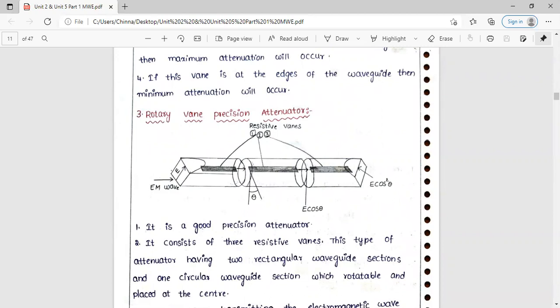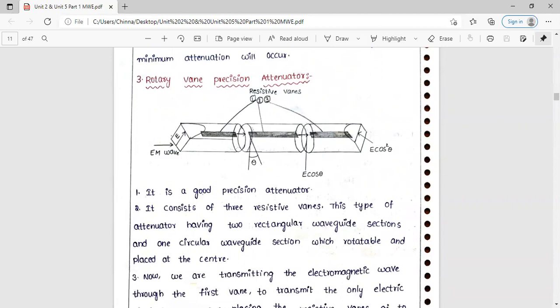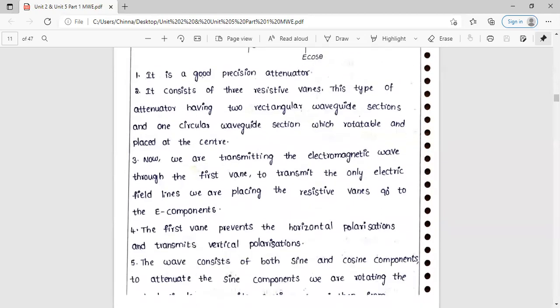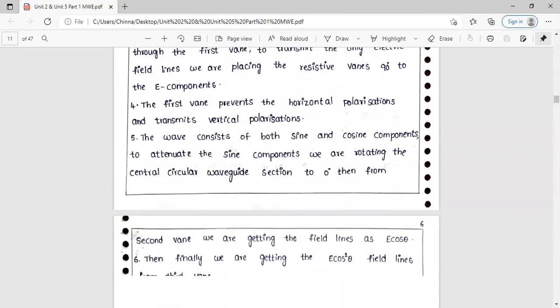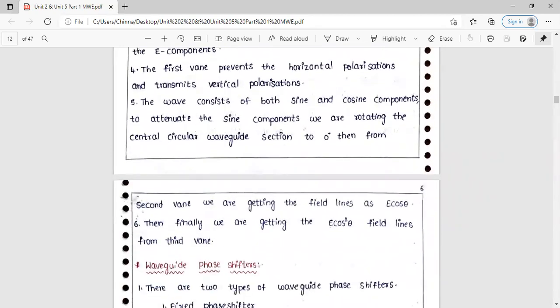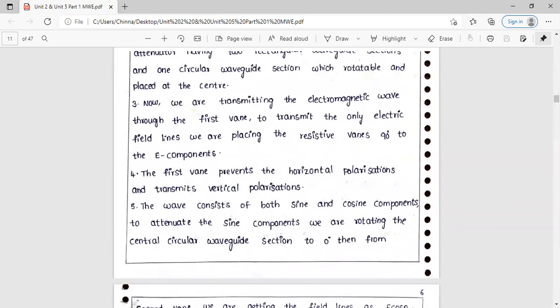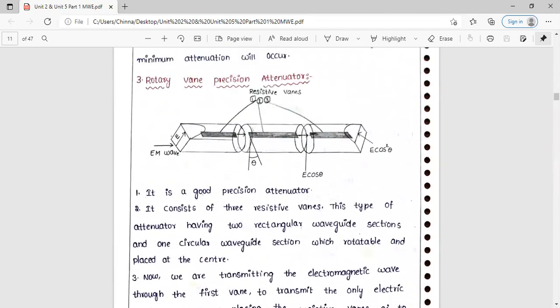The second vane, which will be rotated to 0 degrees, will eliminate it. Finally, we obtain E cos theta, which will be given to the third vane. Finally, we are getting the E cos square theta field lines from the third vane. This is rotating the second component based on the first, second and third vanes.